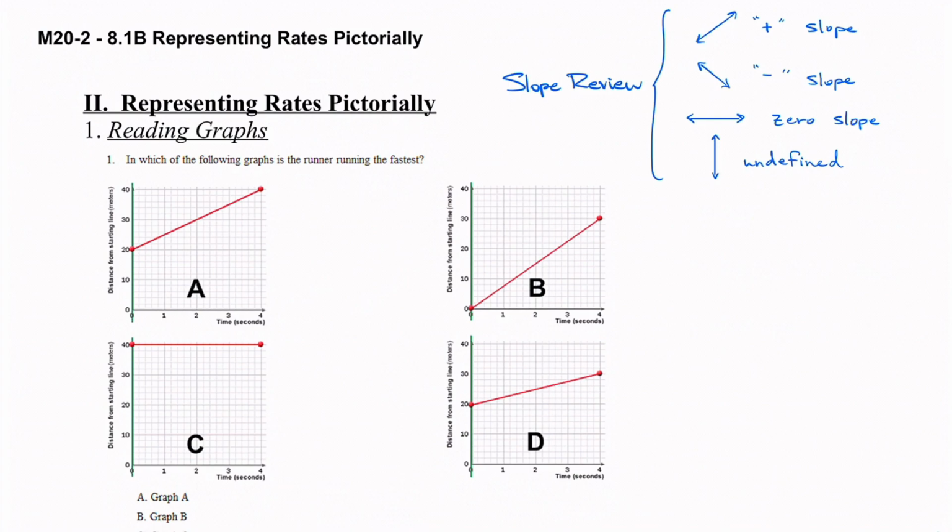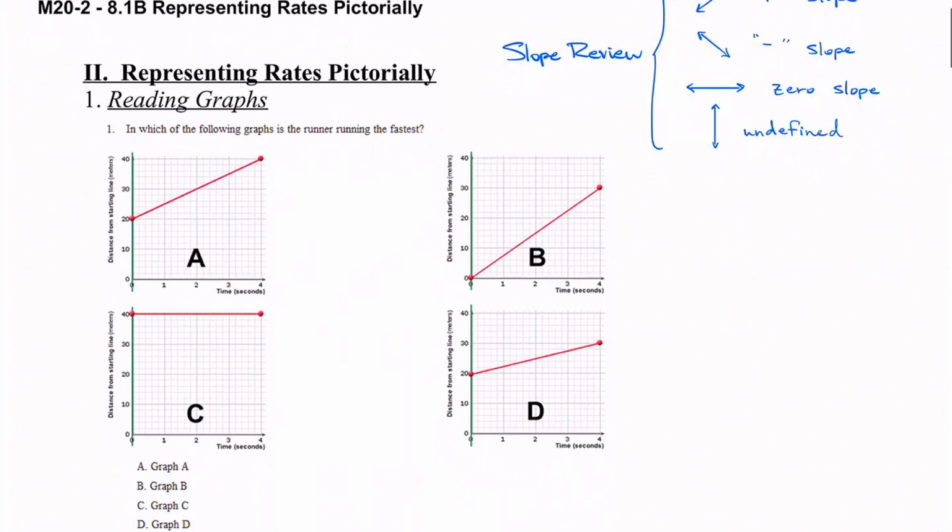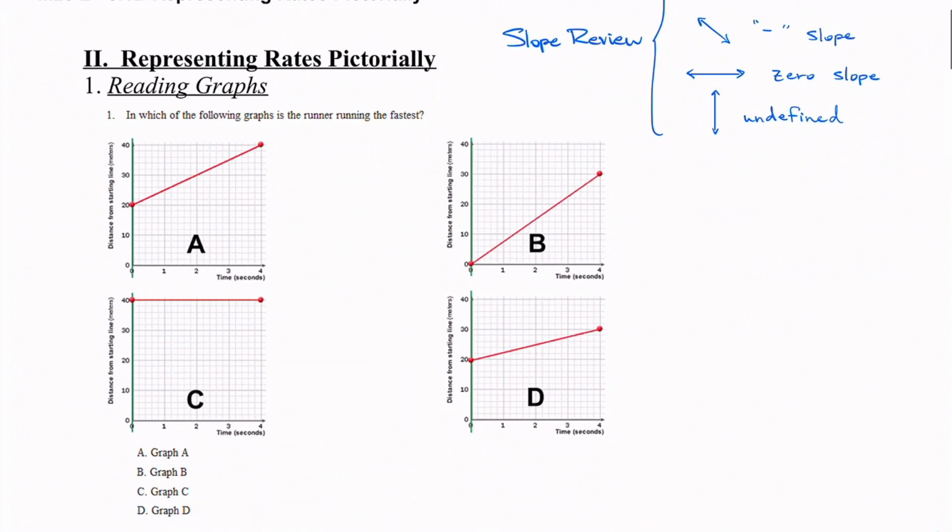And all of these questions, if you want to pause the video and try to guess or figure out what the answer is for each one, you're welcome to do that. So it says, in which of the following graphs is the runner running the fastest? So in order to figure out which one is running the fastest, we're going to have to look at what's on the axes of our graph.